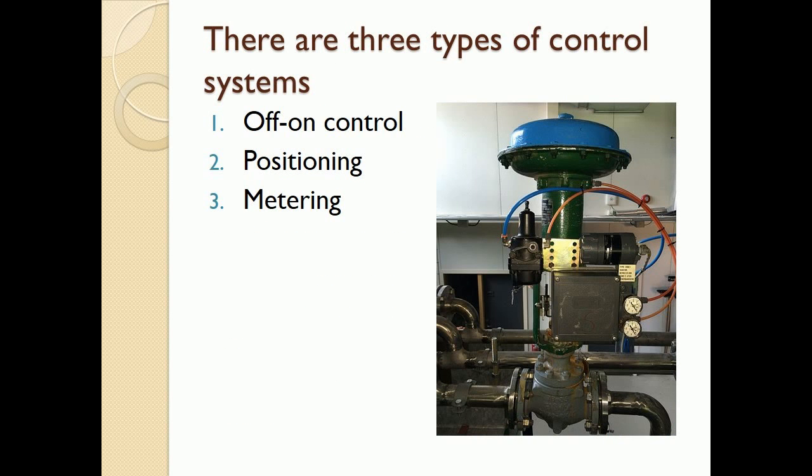There are 3 types of controlled valve systems: off-on control, positioning, and metering. Off-on control is where the valve is controlled either open or closed. A positioning control system is a system where a specific required output is compared to an actual output and adjustments are made to achieve the desired output from the control valve. This essentially is an analog system. With metering control, the same thing is done digitally.